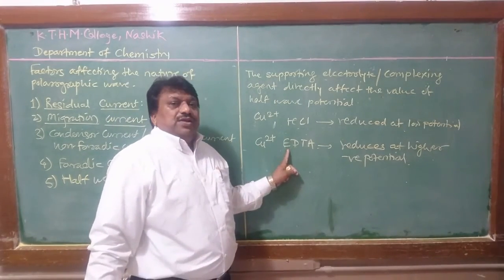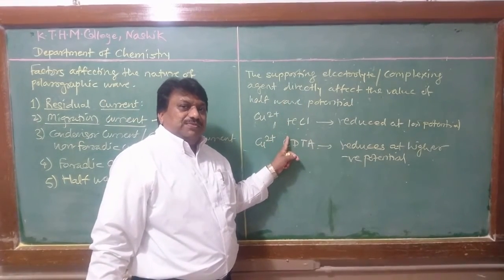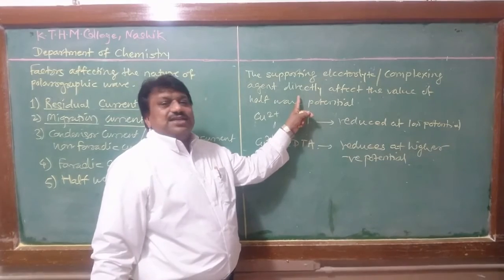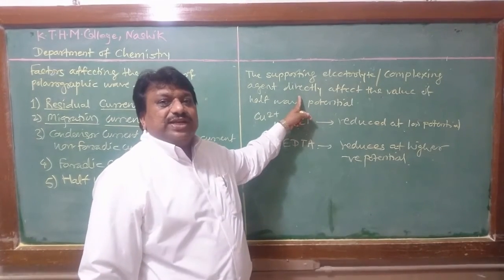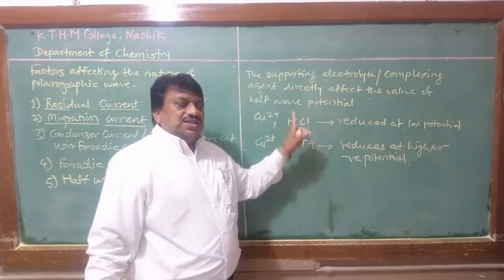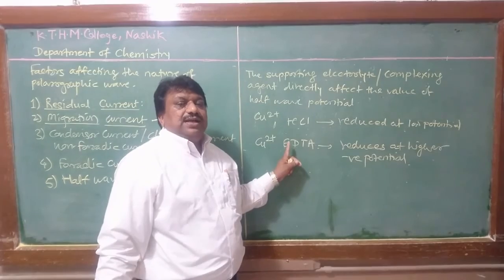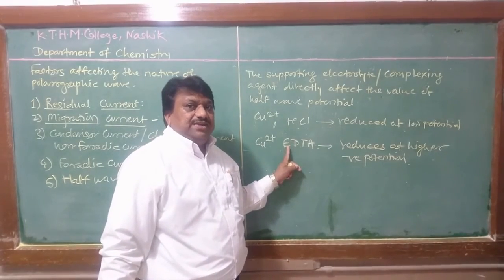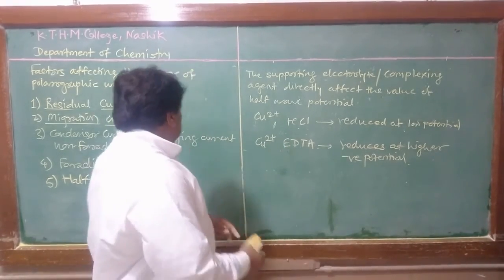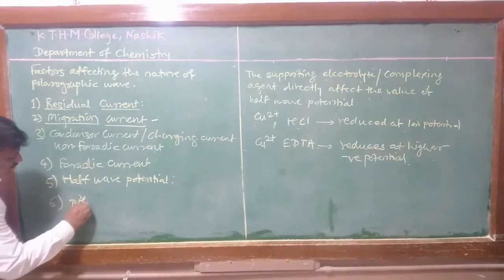Therefore, when we have to analyze a particular ion by the polarographic method, we have to use that supporting electrolyte which is reported in the literature for identification purpose. Otherwise, we have a different value of half wave potential, and that gives incorrect identification of the analyte. Next factor is the pH of the solution.